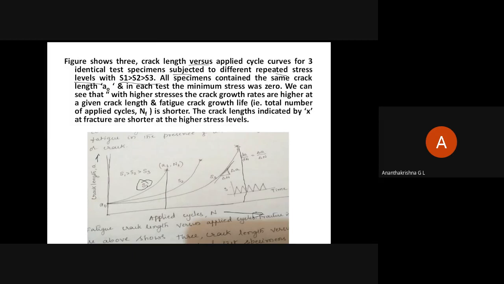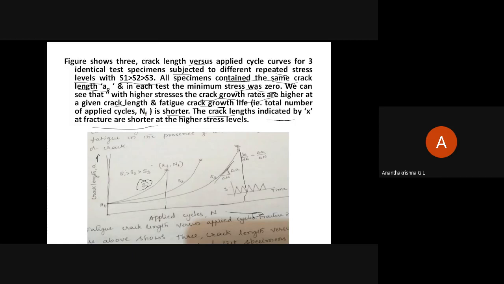So then again, the condition is that all specimens contain the same crack length A naught, and in each test, minimum stress was 0. Okay, so we can see that the higher the stresses, the crack growth rates are higher at a given crack length and fatigue crack growth life. That is, the total number of applied cycles is short. Naturally, this is what we have been learning. Even in the basic SN diagram, the higher the stress, the lower the number of cycles that it can withstand. Same thing over here. Crack growth also uses the same analogy.